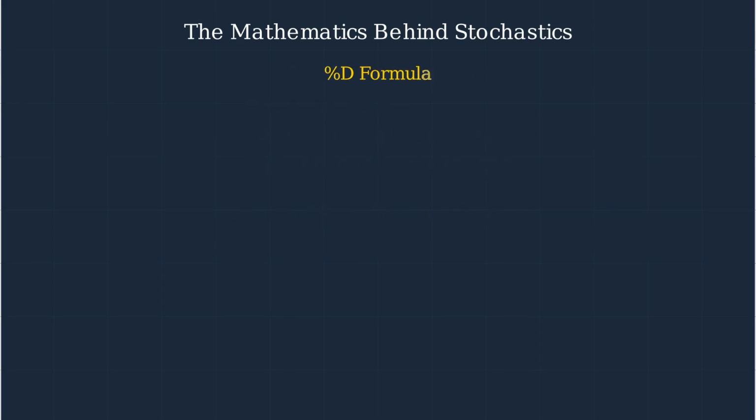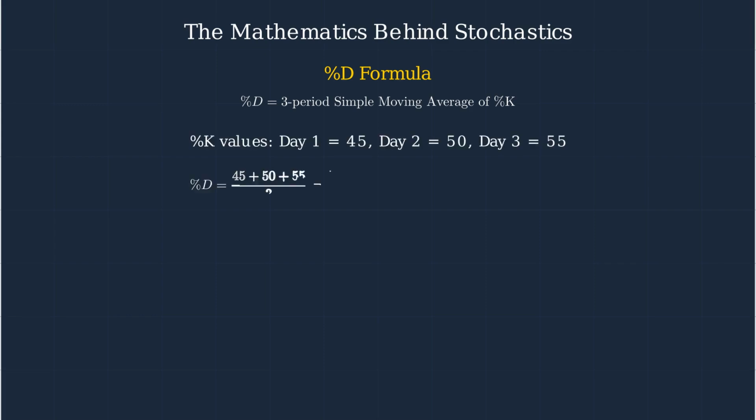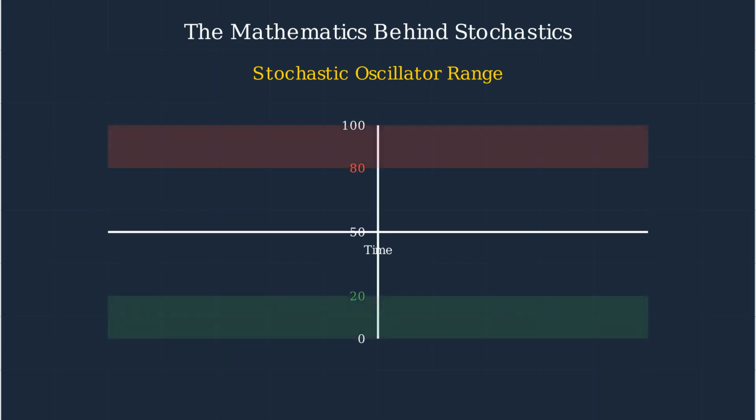The %D line is typically calculated as a 3-period simple moving average of the %K line. For example, if we have %K values of 45, 50, and 55 for 3 consecutive days, %D would be the average, which is 50. The stochastic oscillator moves between 0 and 100. Typically, values above 80 are considered overbought, while values below 20 are considered oversold.